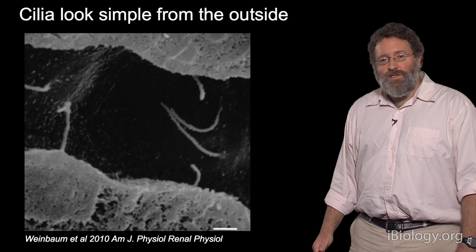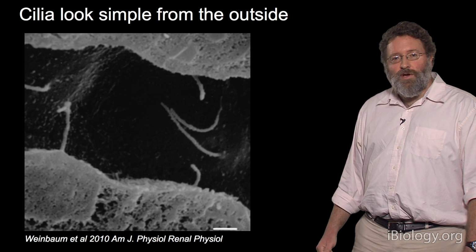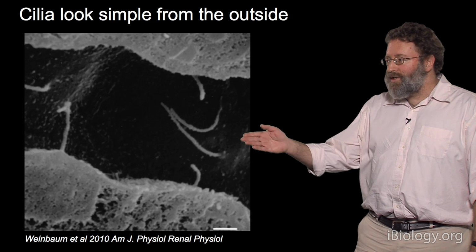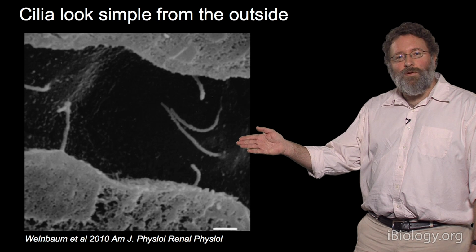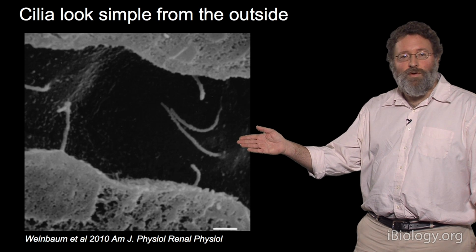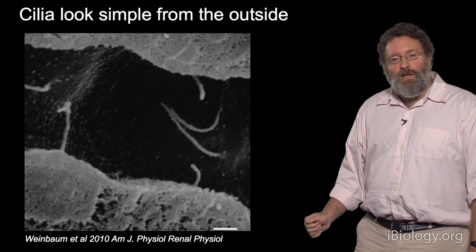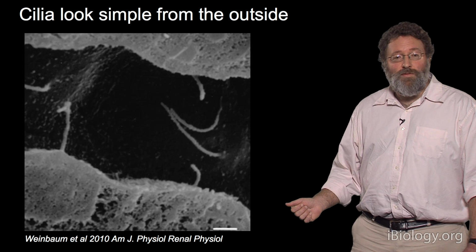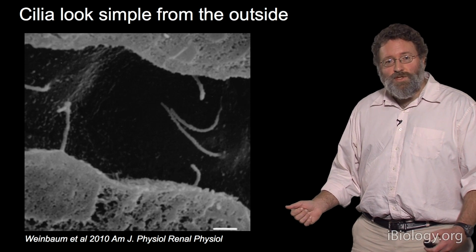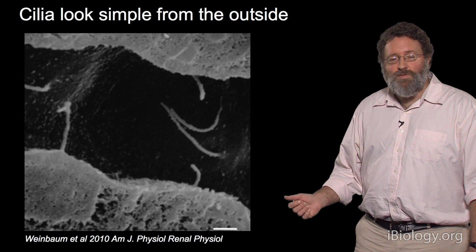So here we have an image of cilia shown in the collecting duct of the kidney. And what you see is that they project into the lumen of the kidney where the fluid would be flowing, the urine would be flowing. And although these cilia look like very simple hair-like structures from the outside, what we'll see is that when we look on the inside, they're much more complicated.